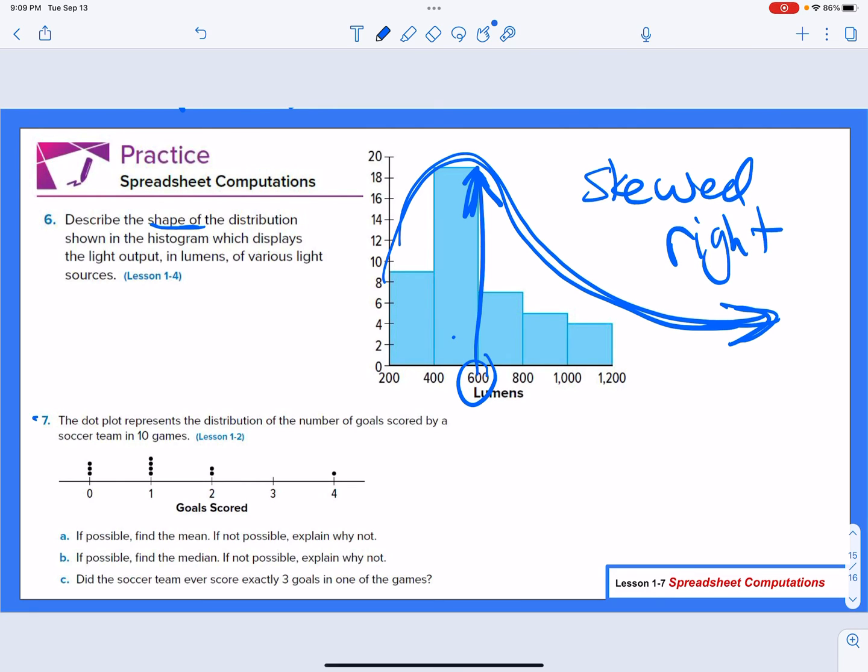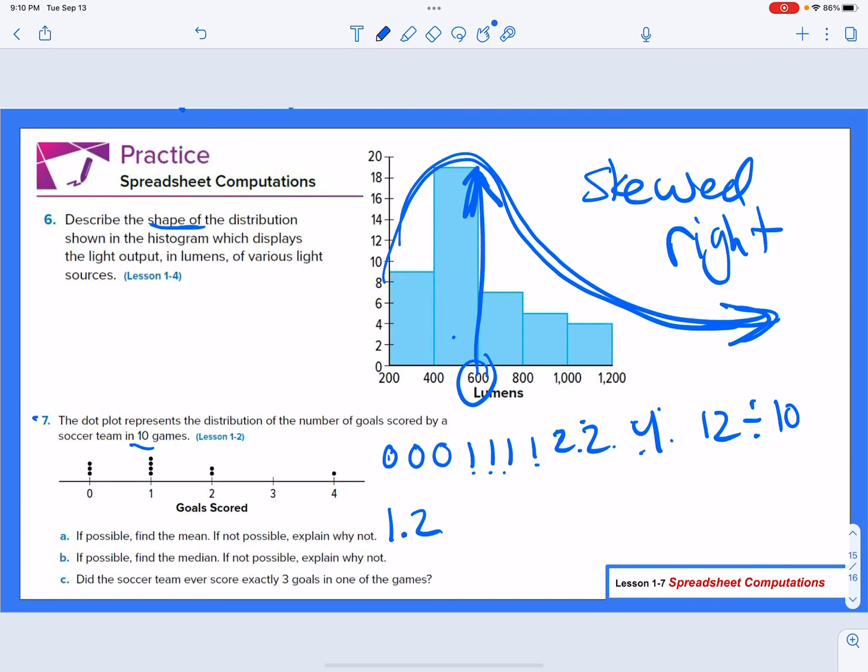Number 7, the dot plot represents the distribution of the number of goals scored by a soccer team in 10 games. All right. If possible, find the mean. Sure. Well, the mean's going to be add them all up. We have 0, 0, 0, 1, 1, 1, 1, 2, 2, and 4. So we have 1, 2, 3, 4, 5, 6, 7, 8, 9, 10, 11, 12. So we have 12 divided by 10 games. So the number of goals per game, 1.2 goals per game.